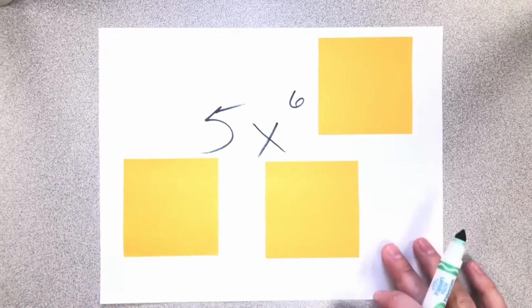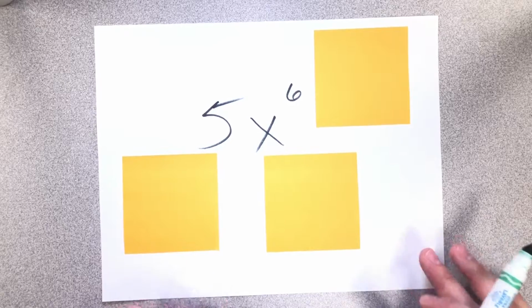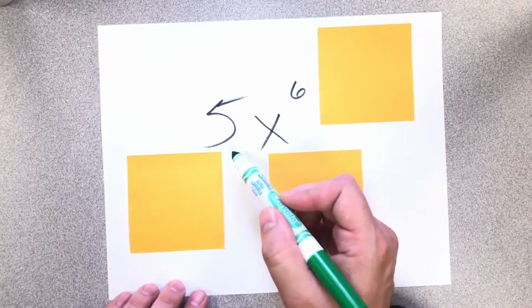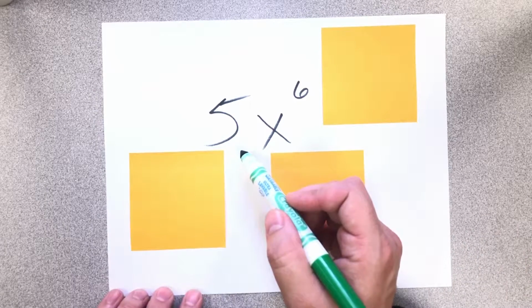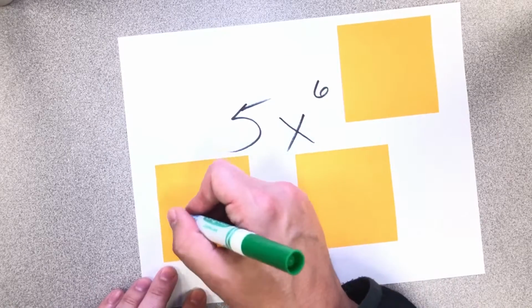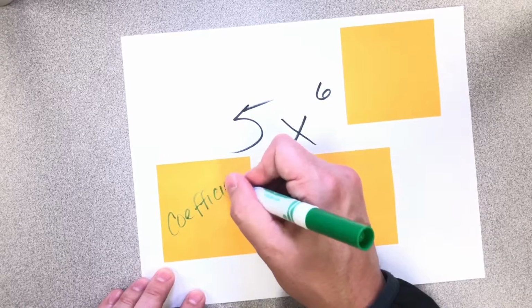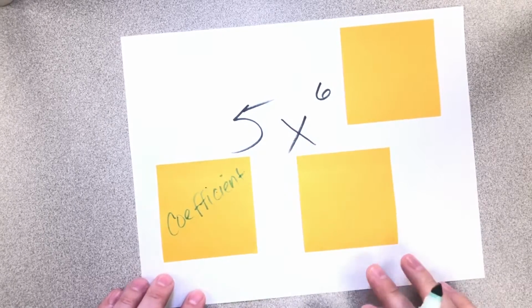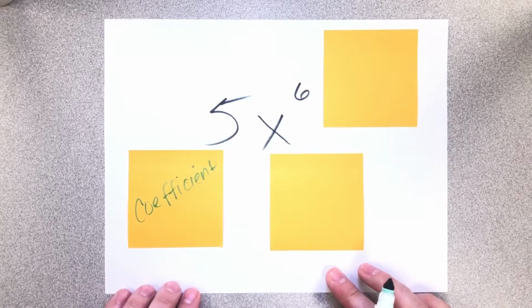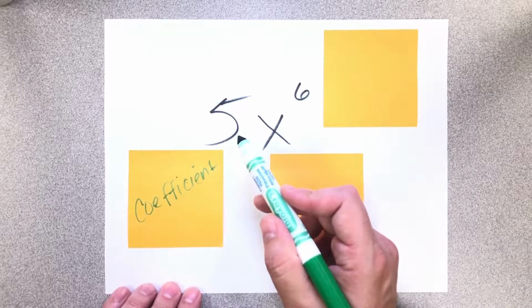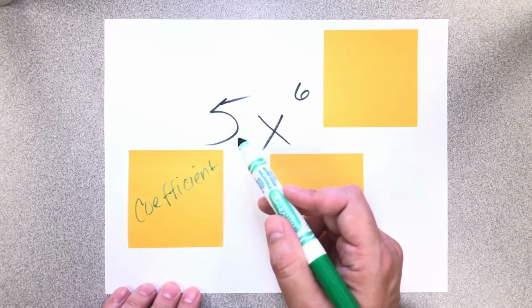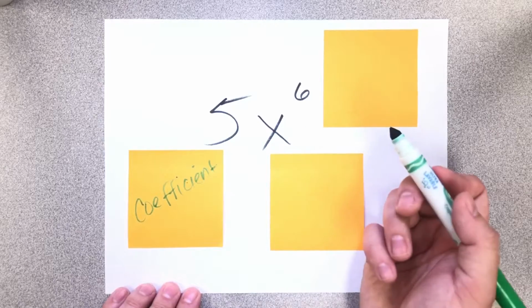Now let's talk about some of the parts of a term. The number in the front, the larger script number, is called a coefficient. If I ever ask you to look at the coefficient of this term, it's asking you for the larger script number that's in the front. In this case, our coefficient is a 5.